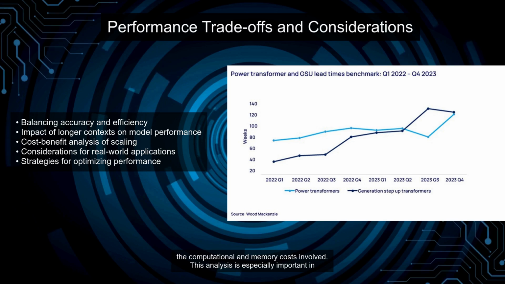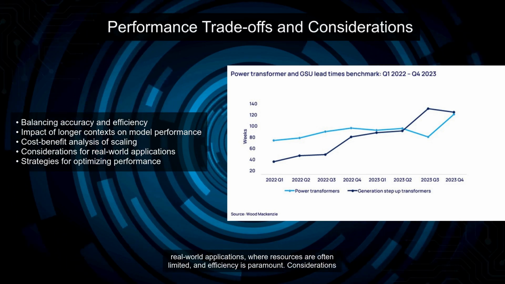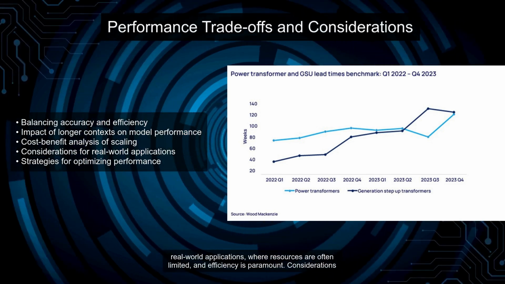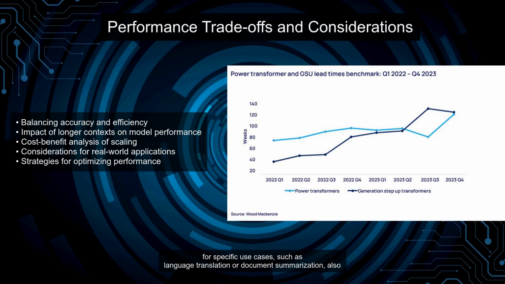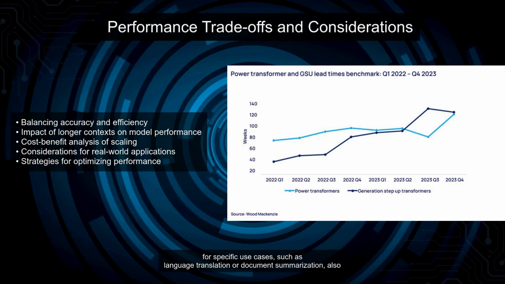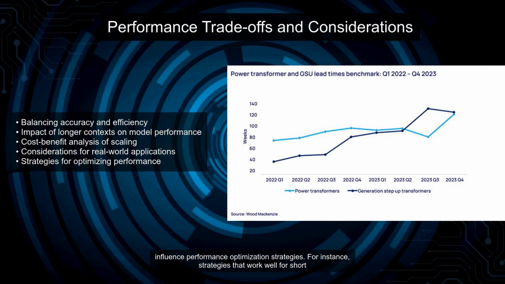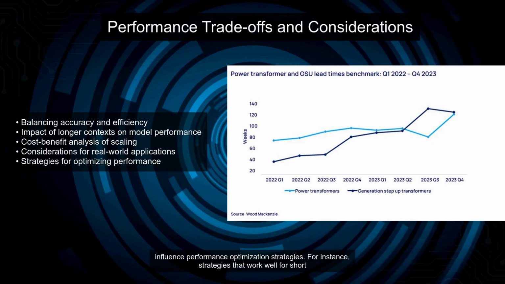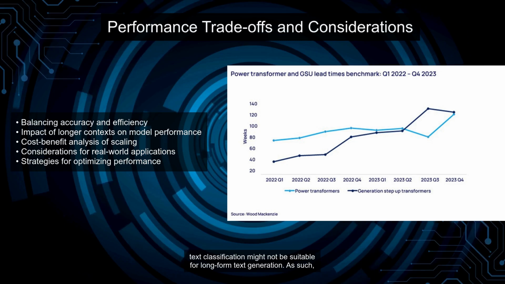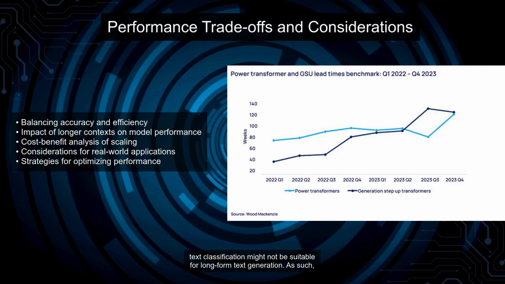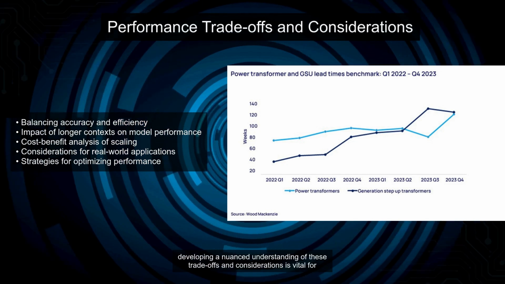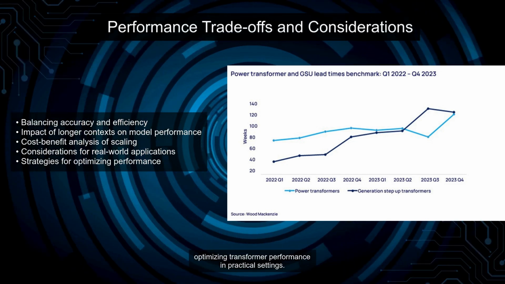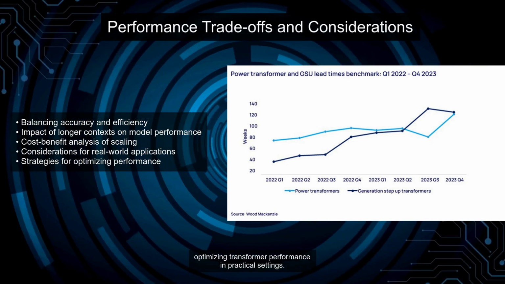This analysis is especially important in real-world applications, where resources are often limited and efficiency is paramount. Considerations for specific use cases, such as language translation or document summarization, also influence performance optimization strategies. For instance, strategies that work well for short text classification might not be suitable for long-form text generation. As such, developing a nuanced understanding of these trade-offs and considerations is vital for optimizing transformer performance in practical settings.